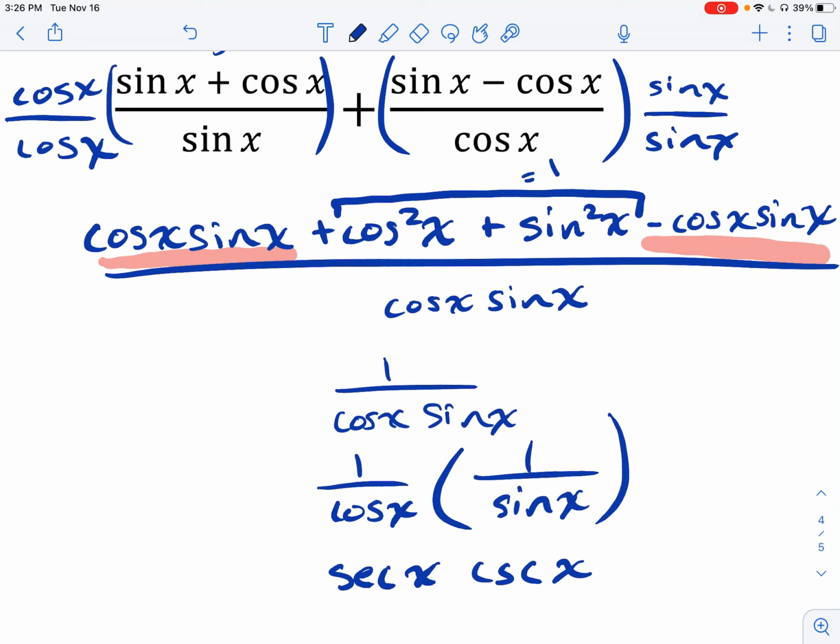Okay. All right. Now, I want to actually switch gears and talk a little bit about verifying. We will do that much more in the next lesson, but hopefully, this lesson has been helpful in using identities to rewrite, to factor, and to simplify trigonometric expressions.